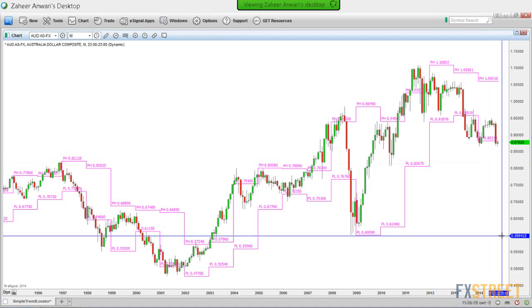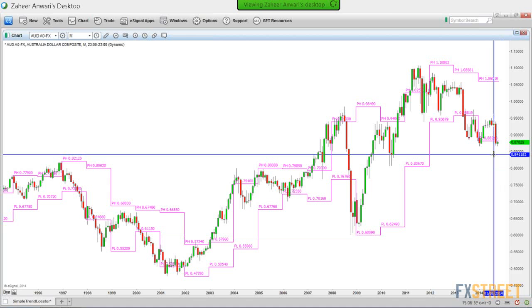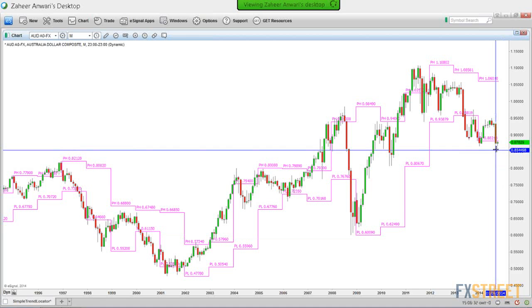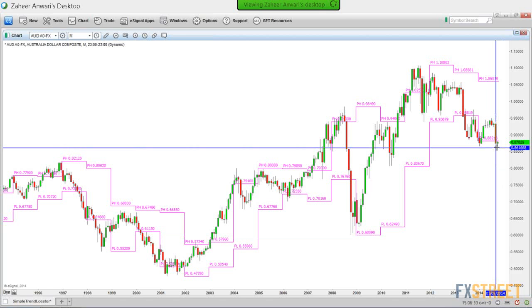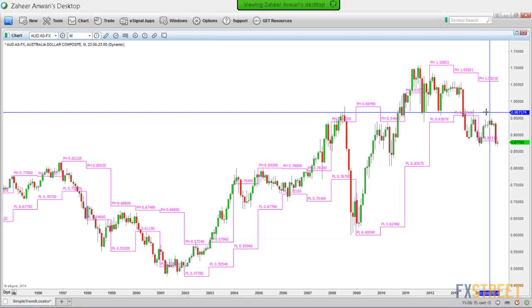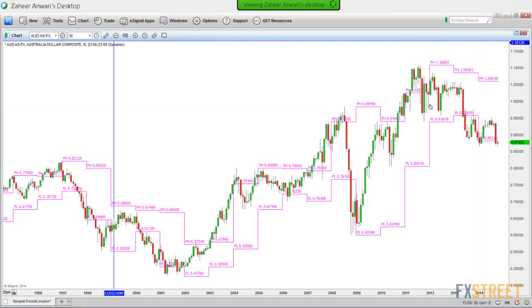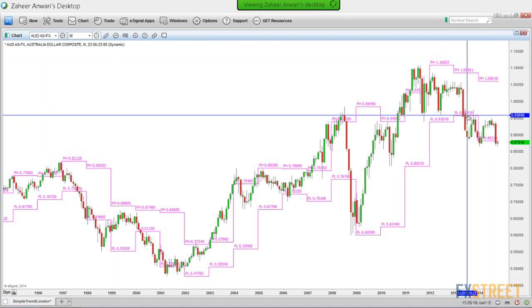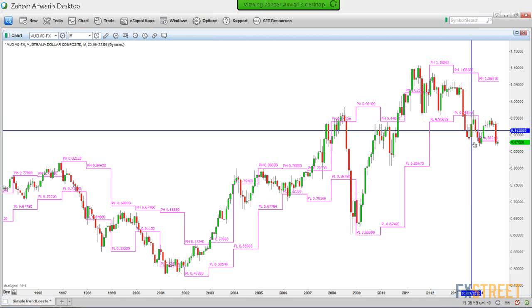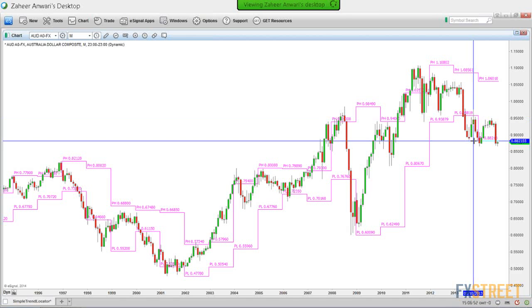So how do I incorporate this into making a watch list? What I'm looking for is clean areas of trend. Currently, if we look at the Aussie dollar, the first pair on my watch list, which is the Aussie dollar US dollar, we can see that it is stuck between the low of 2012, which is acting as an area of resistance, and the low of 2013, which is acting as an area of support.